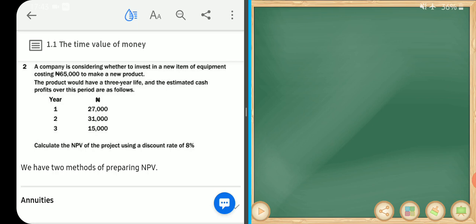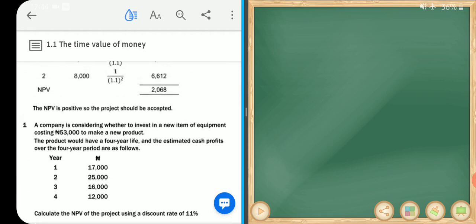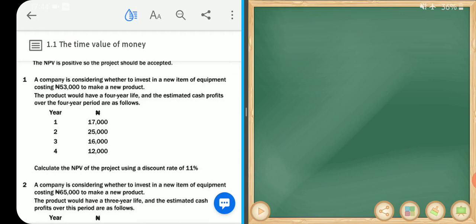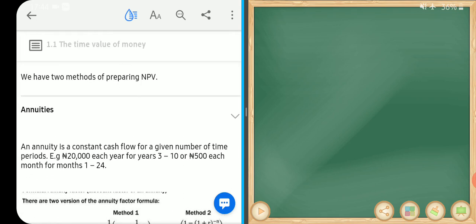Okay, so having done that, we'll move straight to the next thing, which is annuity. What is annuity? Annuity is a constant cash flow over a given number of time periods. That is when you are receiving an equal amount repeatedly for a particular period. For example, you are collecting 20,000 naira each year for 3 years. In the previous example, the cash flows were different: year 1 was 17,000, year 2 is 25,000. But annuity is when you are receiving constantly for the period of years.